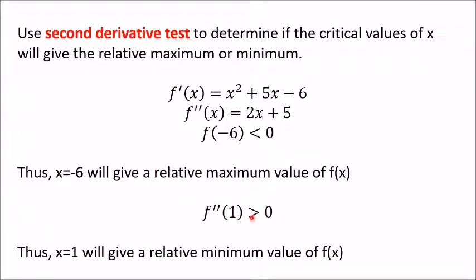So, when it is greater than 0, it means that at that value, x equals 1 will give a relative minimum value of the function. So, again, let's repeat. The negative 6 critical value from earlier will give a relative maximum. And then the 1 will give a relative minimum value.